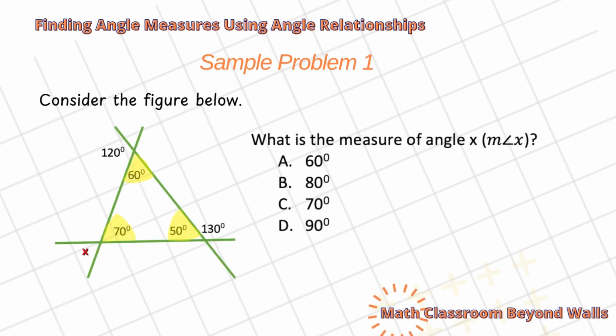There you are, learners. Look at the figure again. How can we now get the value of X? What type of angles are angle X and the one with a measure of 70 degrees? You are correct. They are vertical angles. And what do we know about them? They are congruent. There you are. So what is the measure of angle X? Is it option A? Option B? Option C? Or option D? Perfect. It is option C. The measure of angle X is 70 degrees. There you are, learners. We have answered the problem.